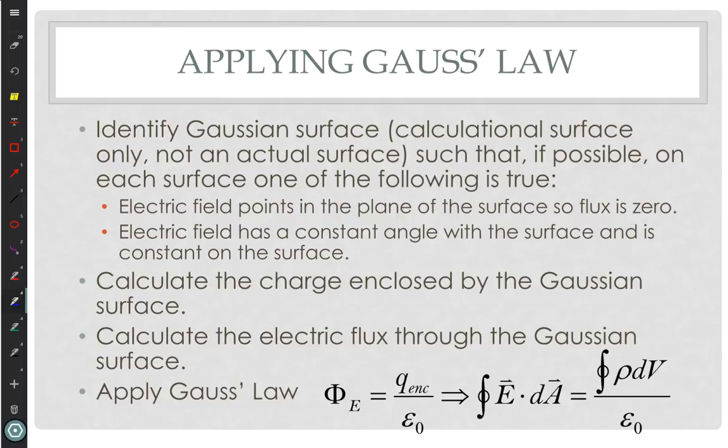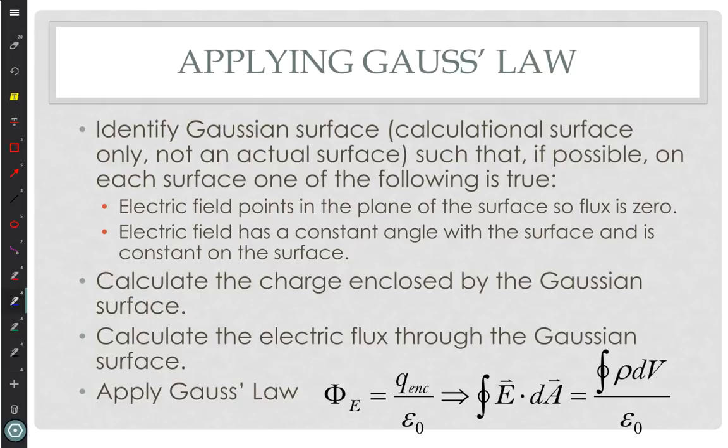So when you apply Gauss's law, start by identifying your Gaussian surface. And that Gaussian surface can be a confusion. You've now gone through and drawn pictures and whatnot for Gaussian surfaces many times. The Gaussian surface is not a physical surface.